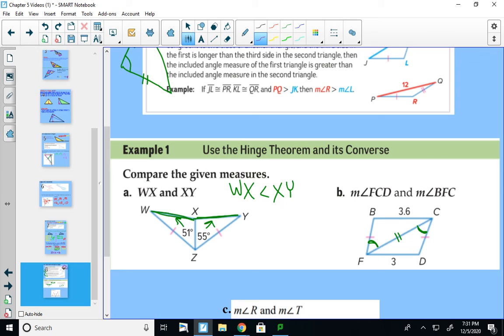And then you look at this included angle. Well, our first one, BFC, is across from a 3.6 unit side. And the other one, FCD, is across from a 3 unit side. So the one that is across from 3.6 is going to be bigger. So that was BFC. The measure of angle FCD is less than the measure of angle BFC.